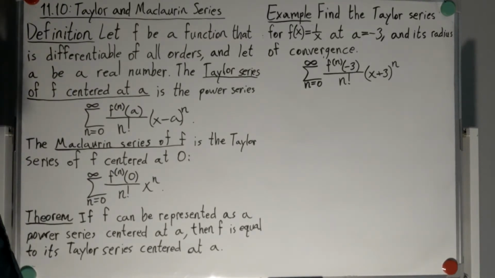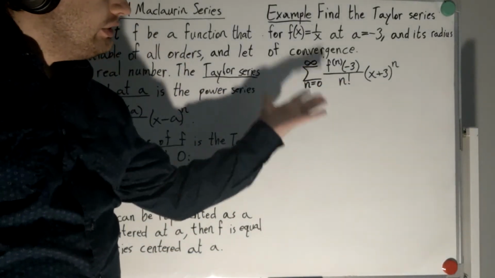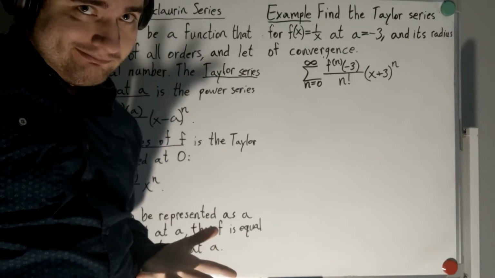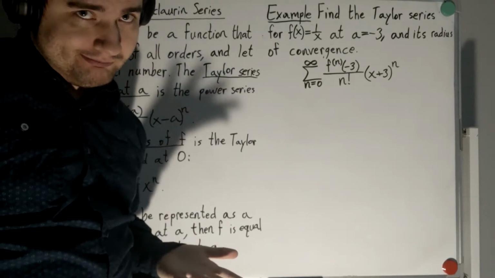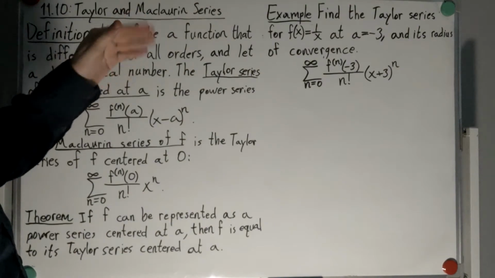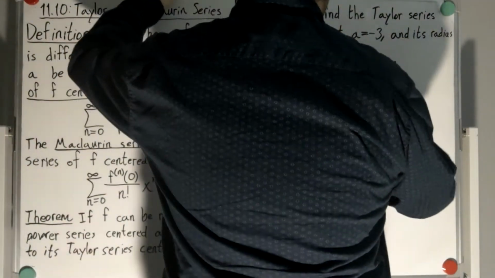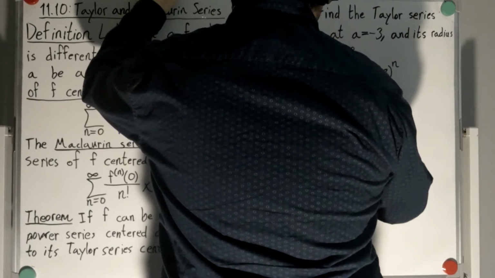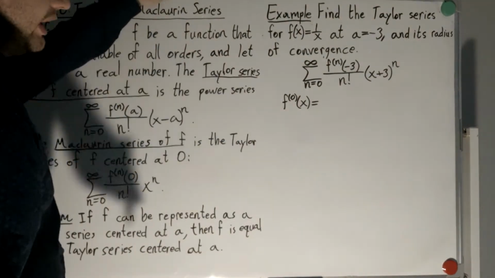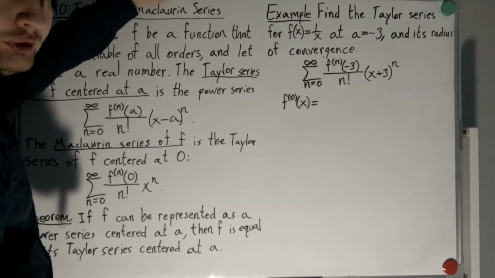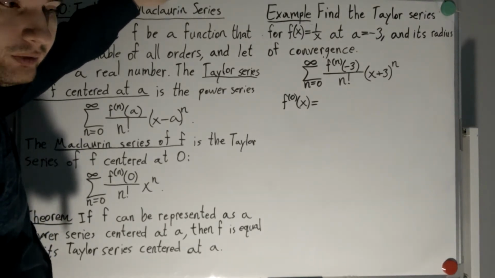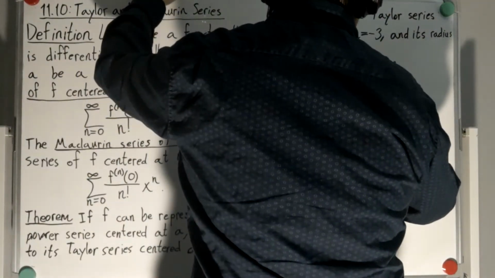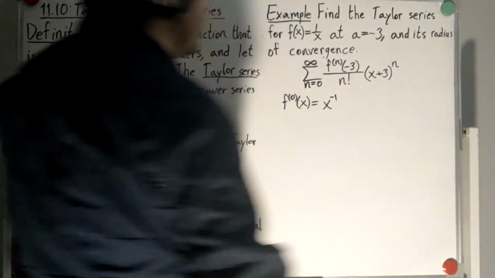Okay, so again, everything here is determined except for this nth derivative of f at negative 3. So we just need to figure out what that is. So, let's see here. The 0th derivative of f, well, that's just the original function, which is 1 over x. And since we're about to take its derivative, I'm thinking that it would be easier to write it as x to the negative 1. So we'll just call this x to the negative 1.